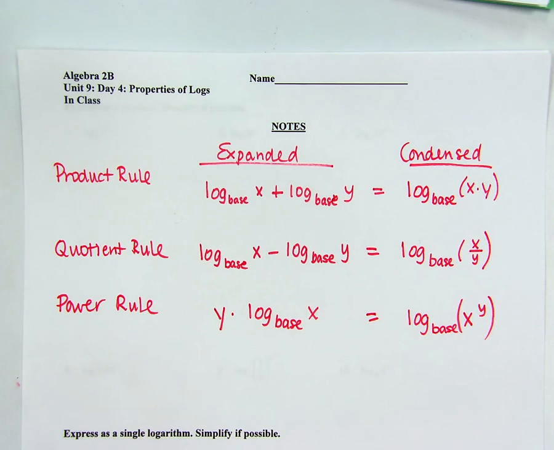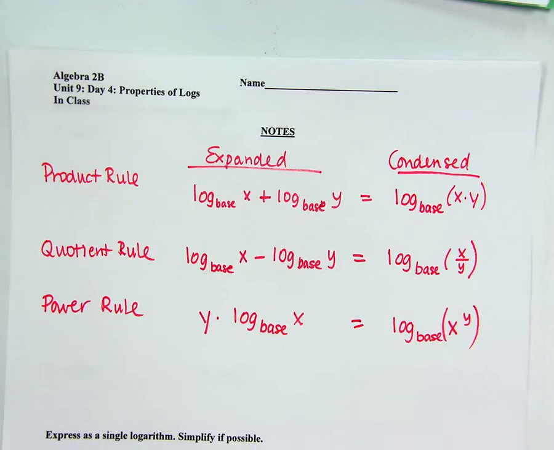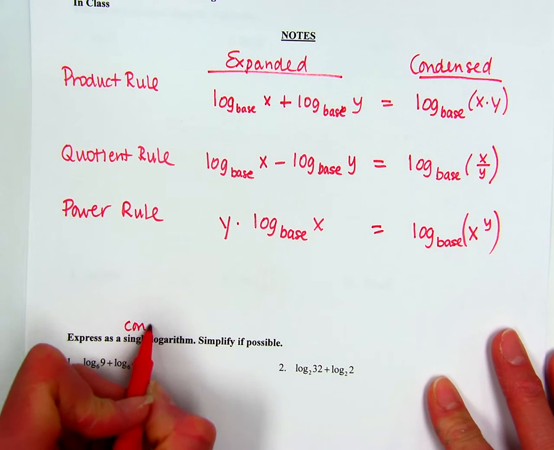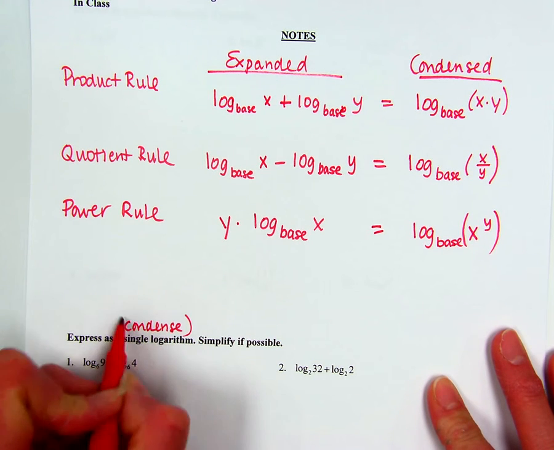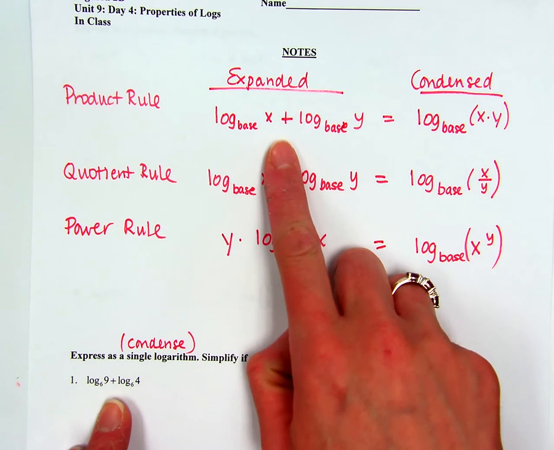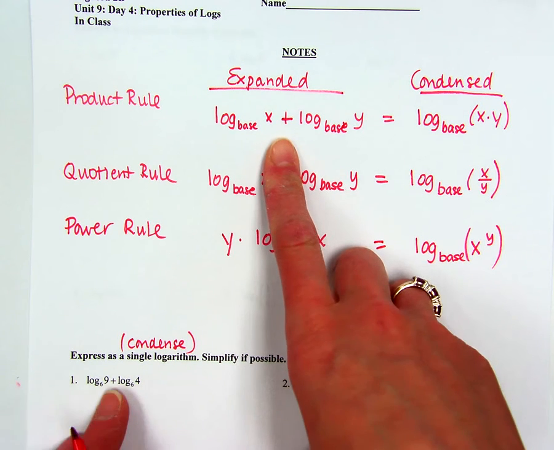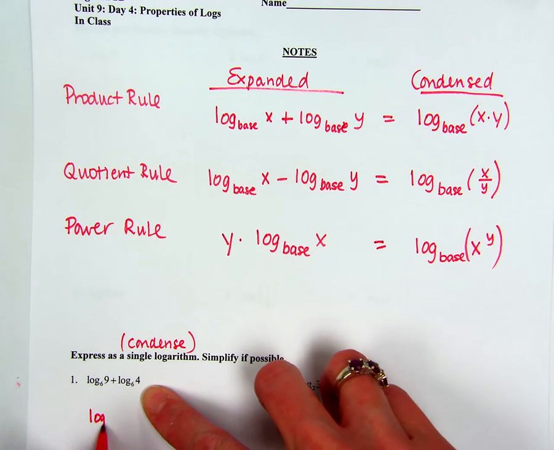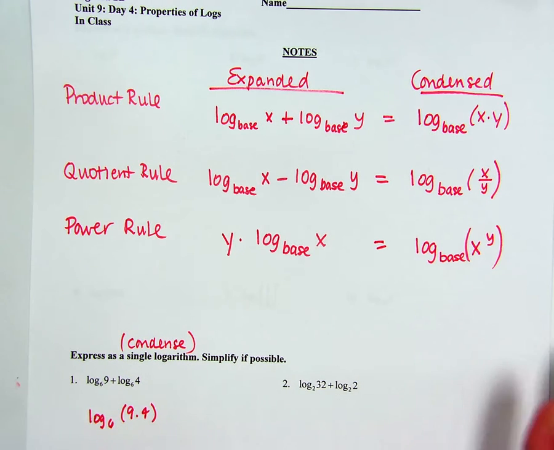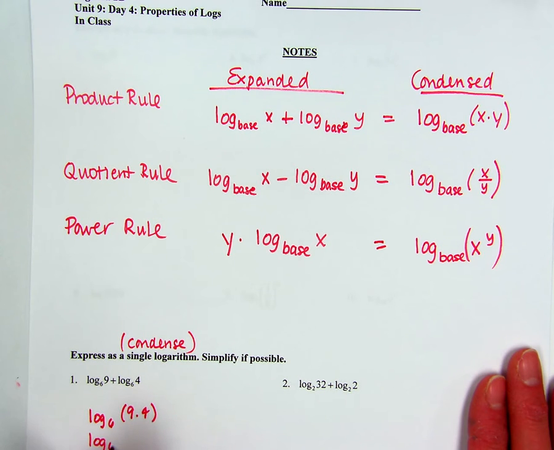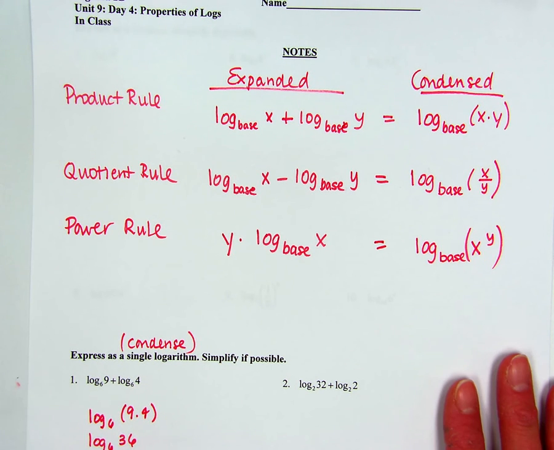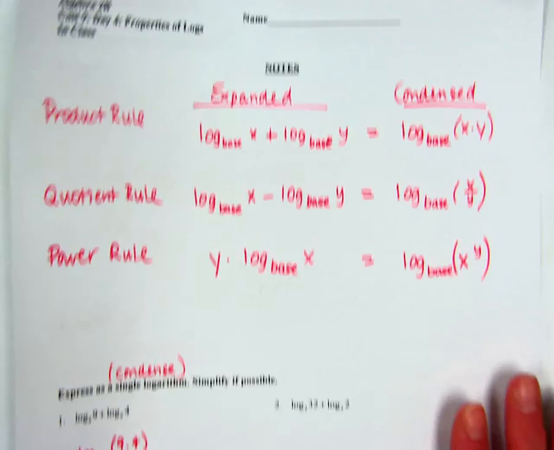All right, so we're going to use one of these three rules to do all these problems. So it says express as a single logarithm. This basically means to condense it. Okay, so if I see addition, that tells me to use the product rule. As long as it's base 6, I'm going to keep it as log base 6, and I'm going to do 9 times 4. So how much is 9 times 4? That's 36. All right, so now I need to think of how do I do log base 6 of 36.